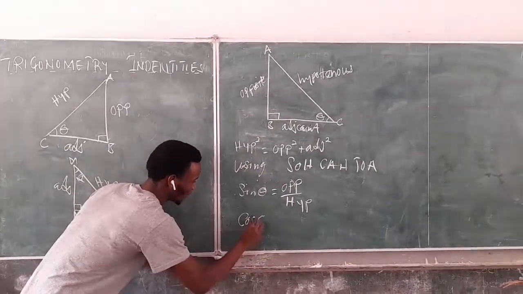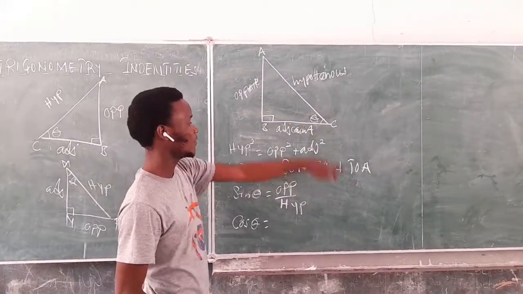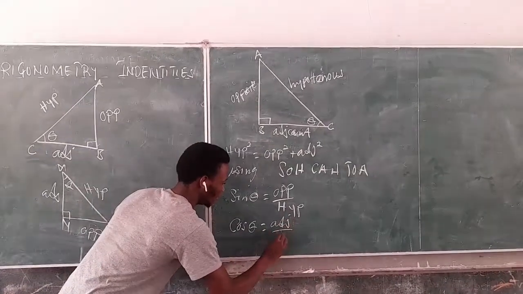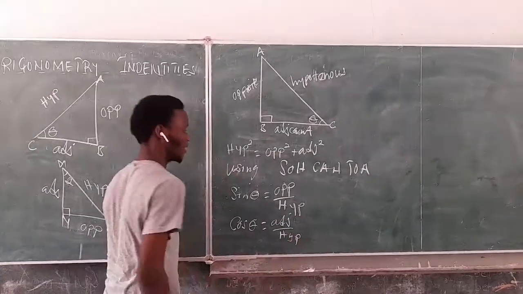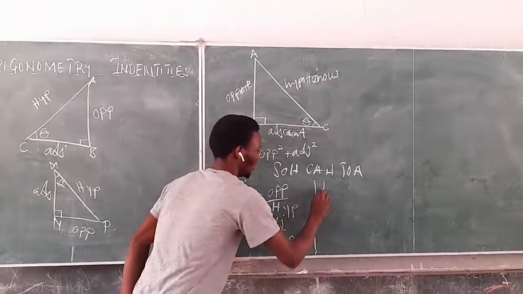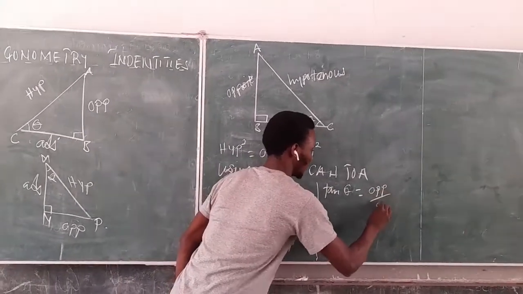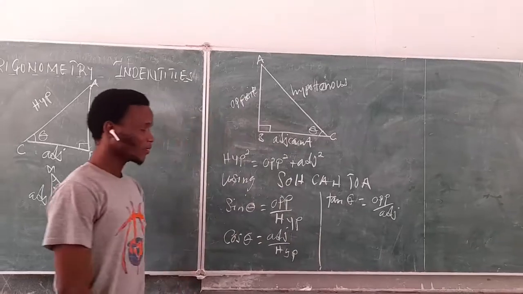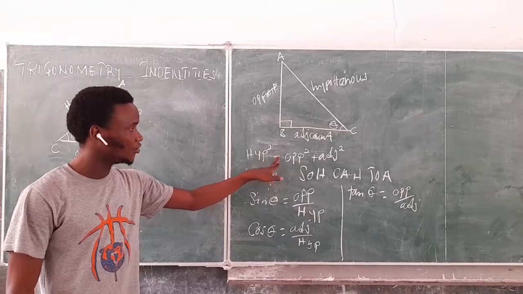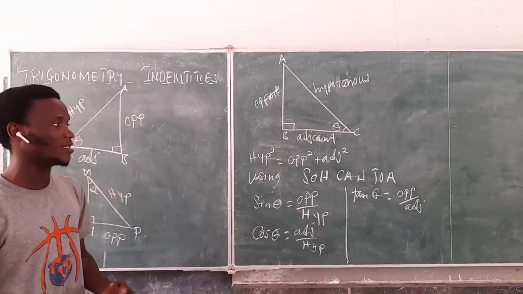We have cos of the angle, cos theta, our A is representing the adjacent, and then our H is representing the hypotenuse. So we have adjacent all over hypotenuse. Okay? Then we also have the tan, which is the TOA: tan of the angle is opposite all over adjacent. Good.